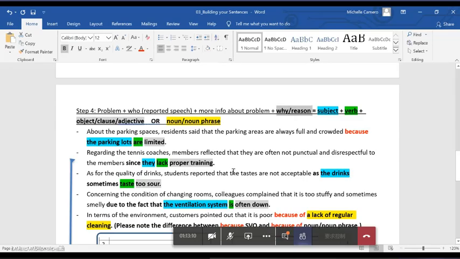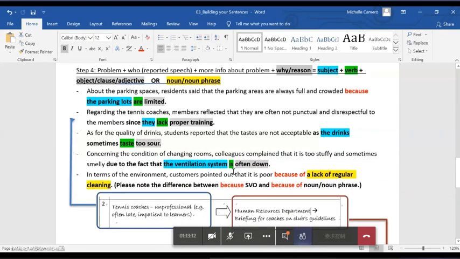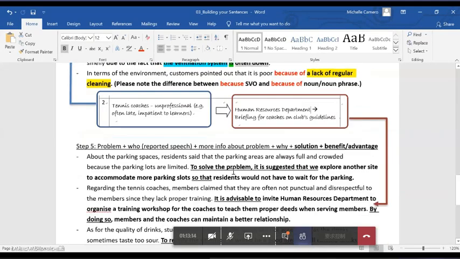You don't have to use these. These are just some suggestions for you to use. All right, so now we go on to step 5. They actually put 2 steps together. Step 5 is the solution plus the advantage of the solution.